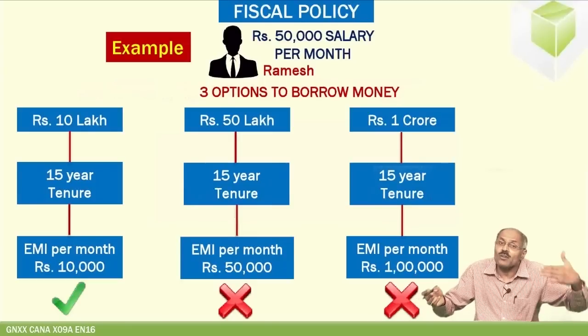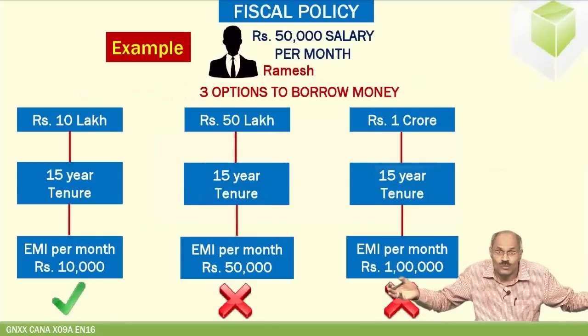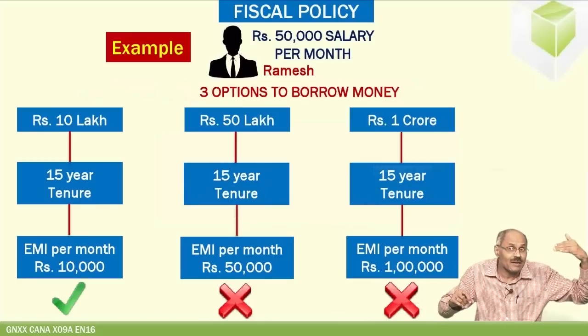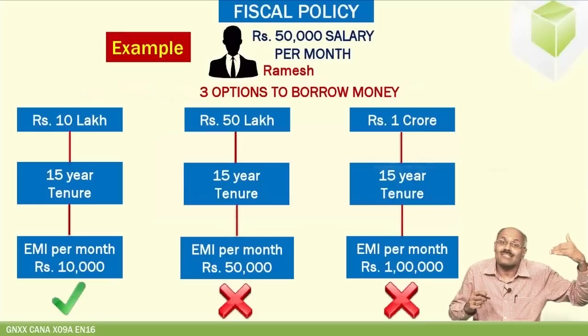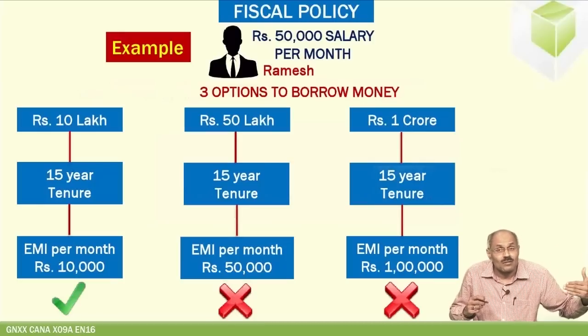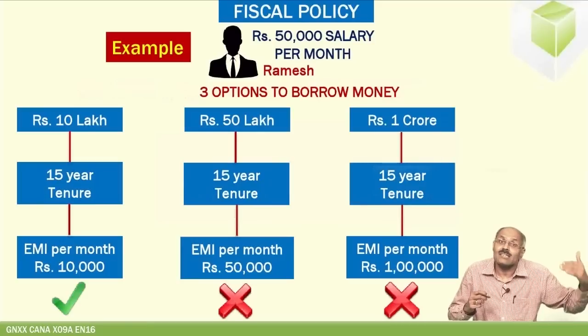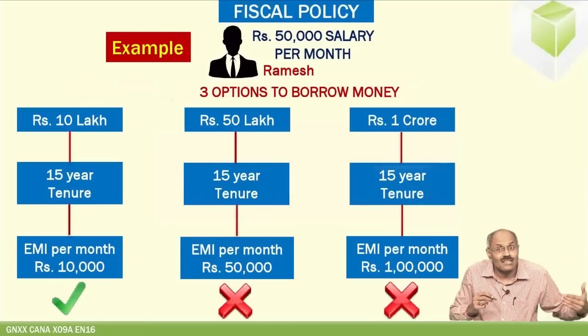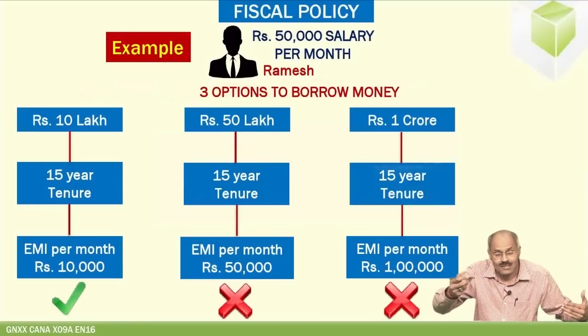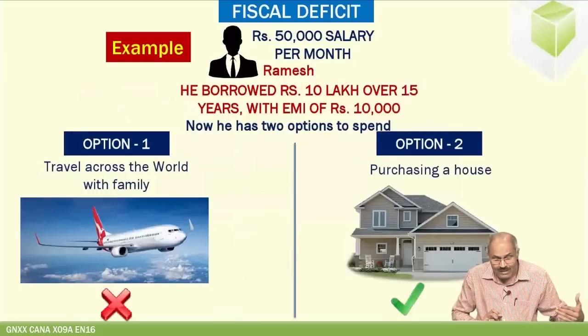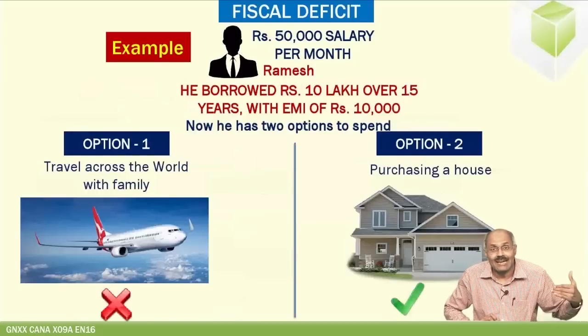And borrowing rupees 1 crore is out of the question. So 50 lakhs also he cannot borrow, he can borrow only up to rupees 10 lakh. Here the 3 options are given. Out of 3 options, he can comfortably borrow rupees 10 lakhs. So Ramesh decided to borrow 10 lakh. He took this decision because he should have repayment capability also.